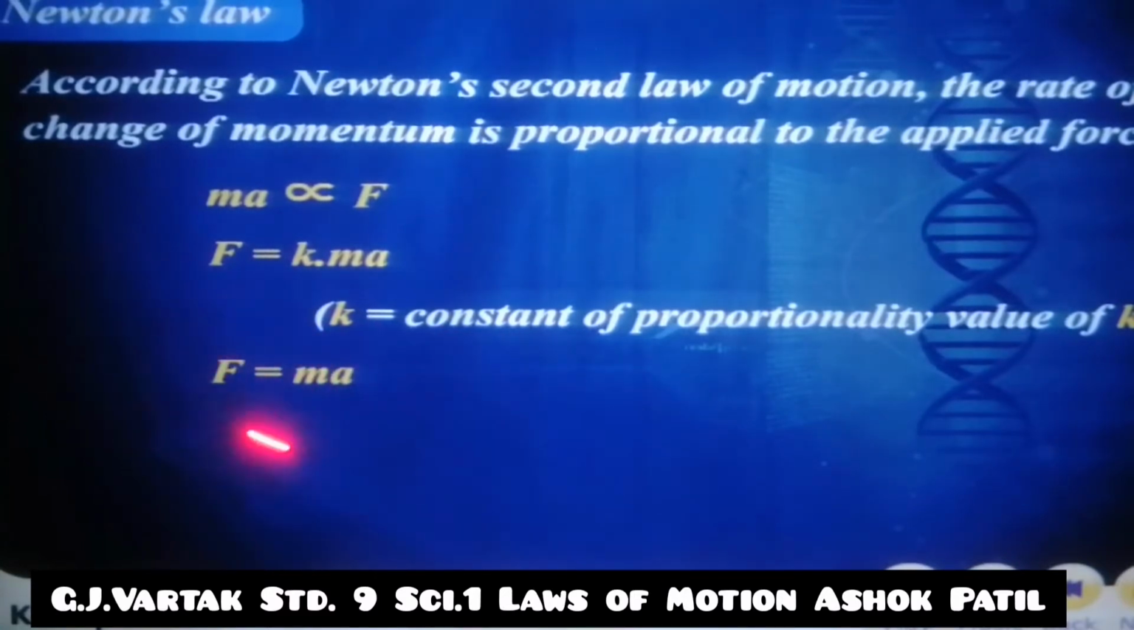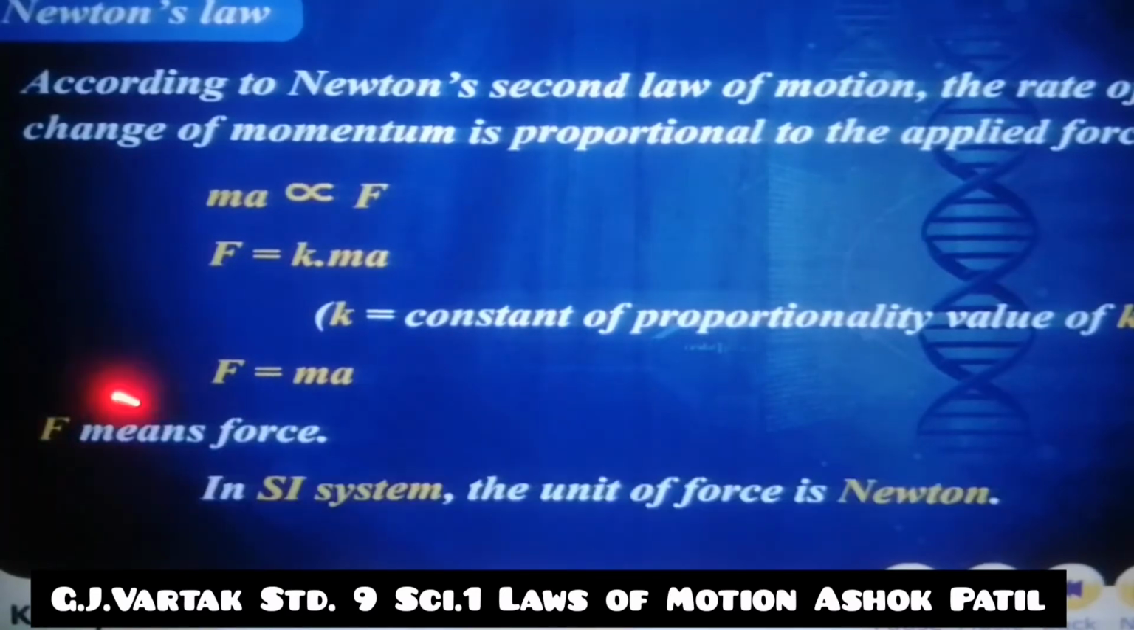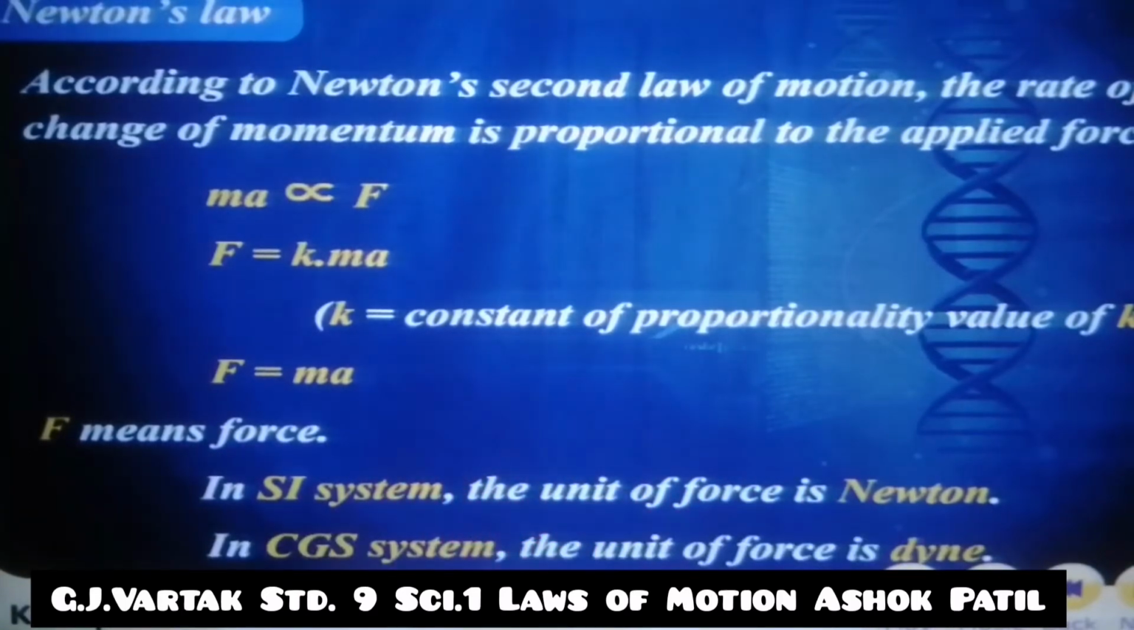Look at this: 1 substituted for K, then 1 into ma is ma. F is equal to ma. That is the final formula of force. F means force. In SI system, the unit of force is Newton. In CGS system, the unit of force is dyne.